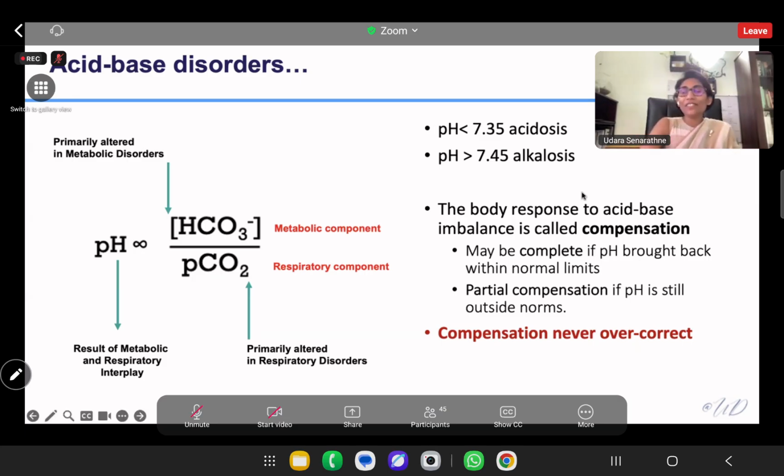And if one component is playing bad, the other component will come to compensate and help. However, you need to understand compensation never overcorrects. What it means is that if you're having metabolic acidosis, it will never be overcompensated and go into respiratory alkalosis by respiratory compensation. Okay, so it will come down to normal, but it will never overcompensate.